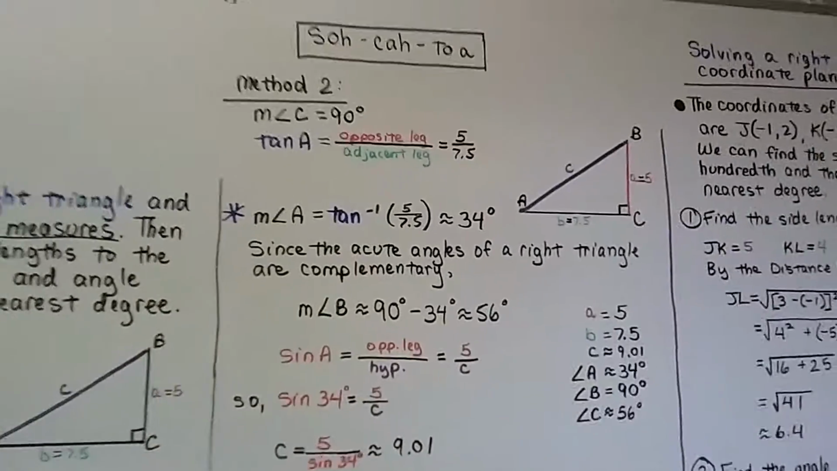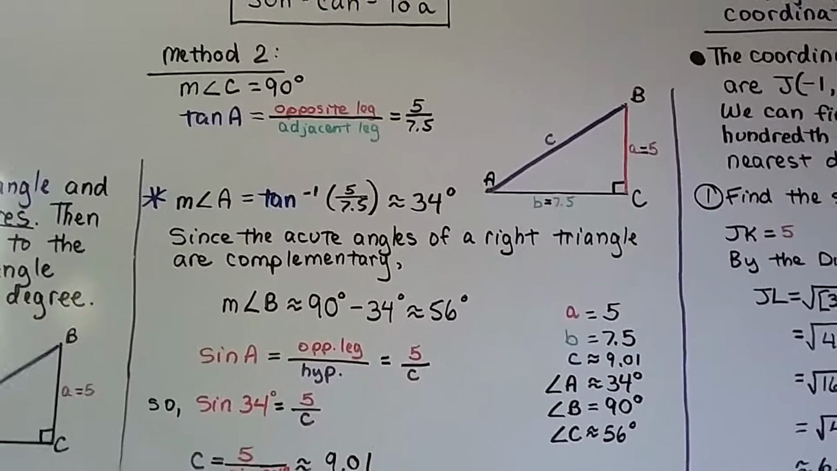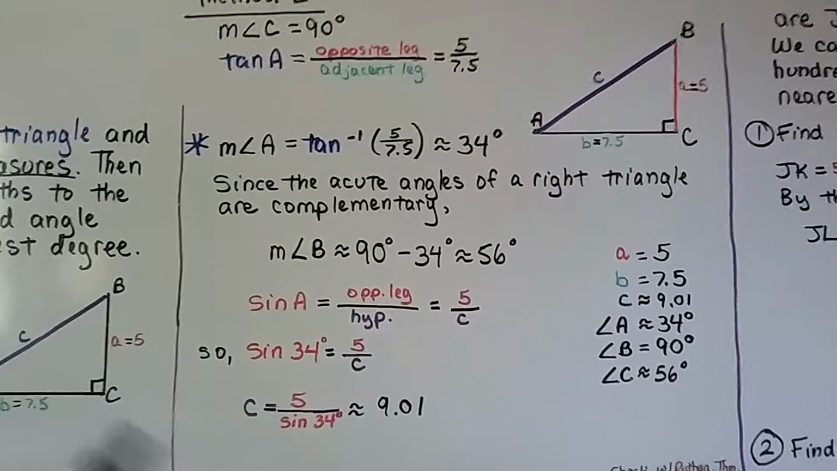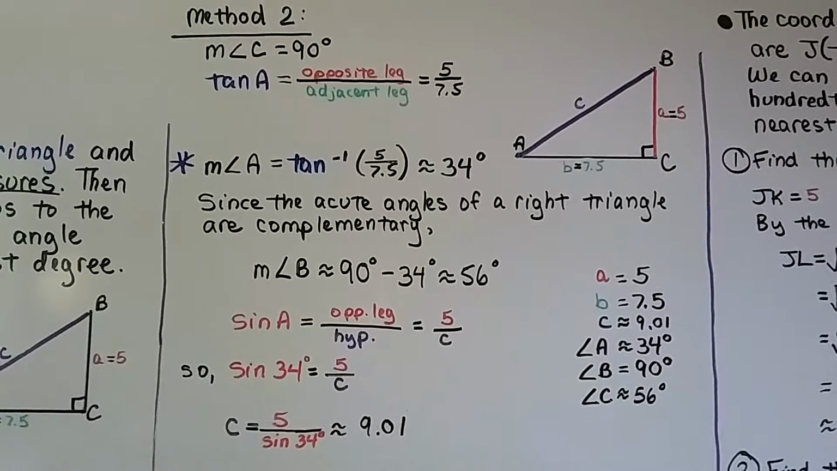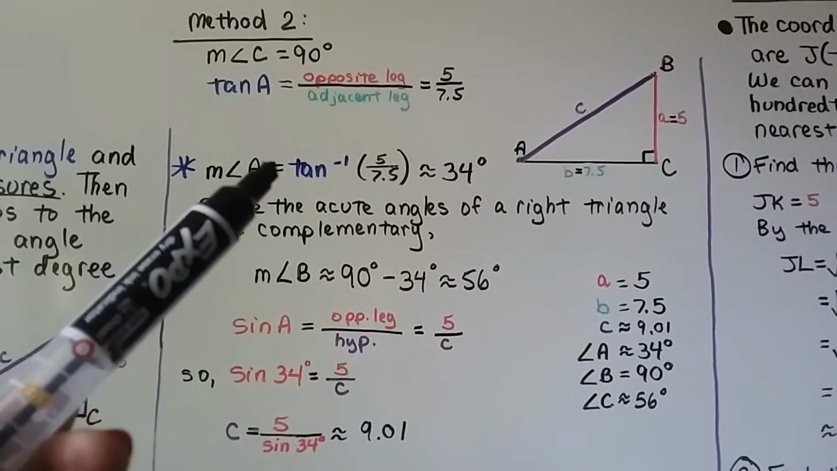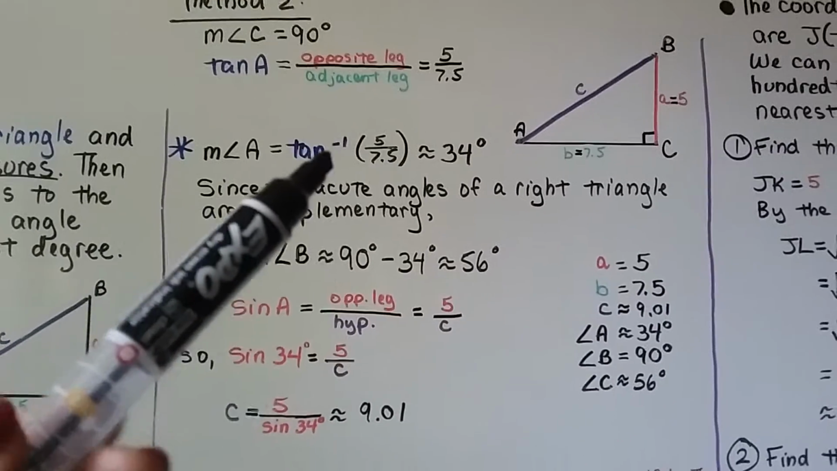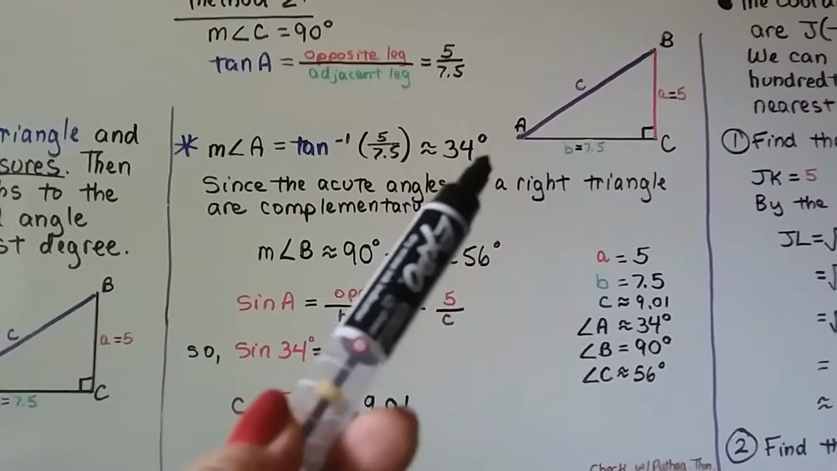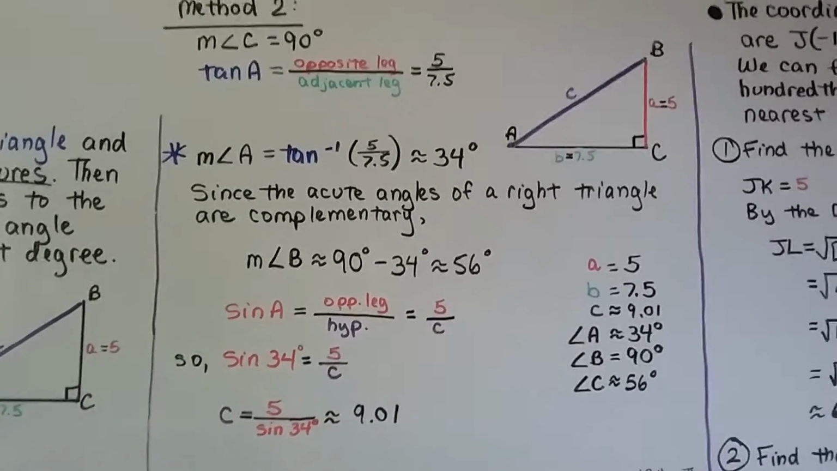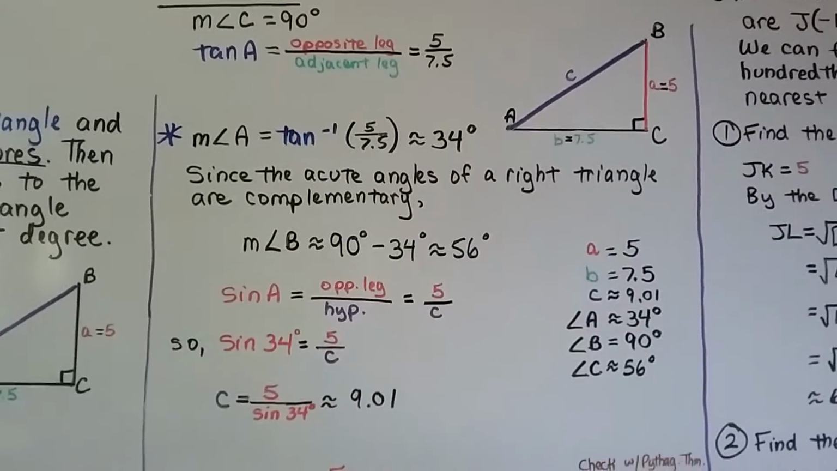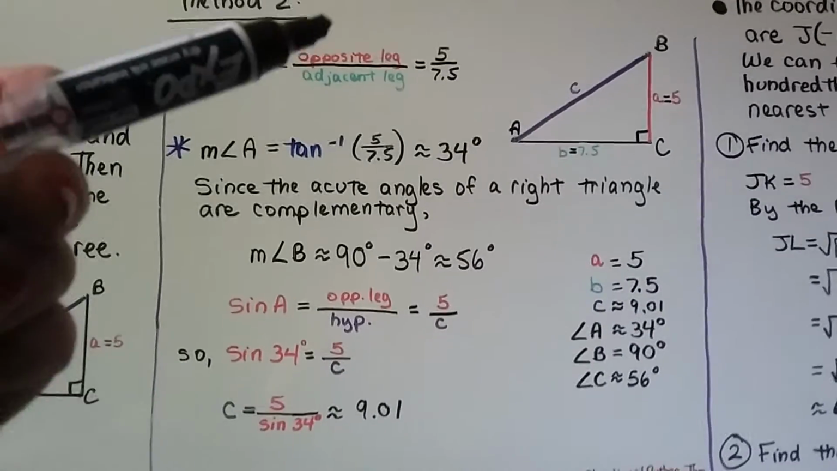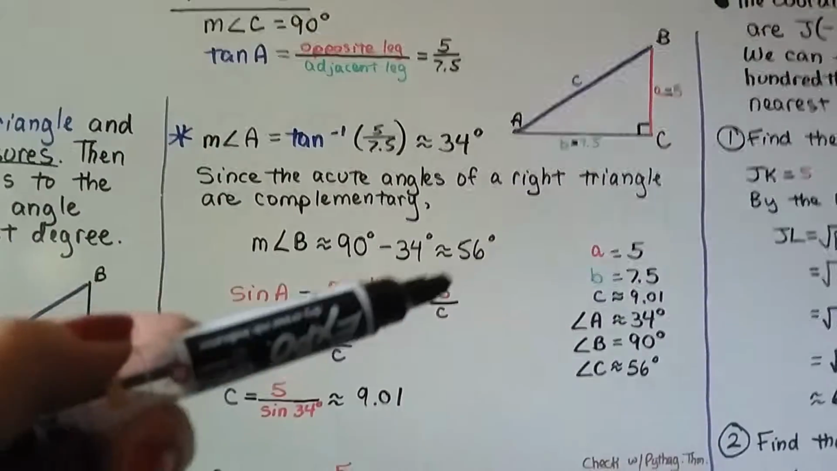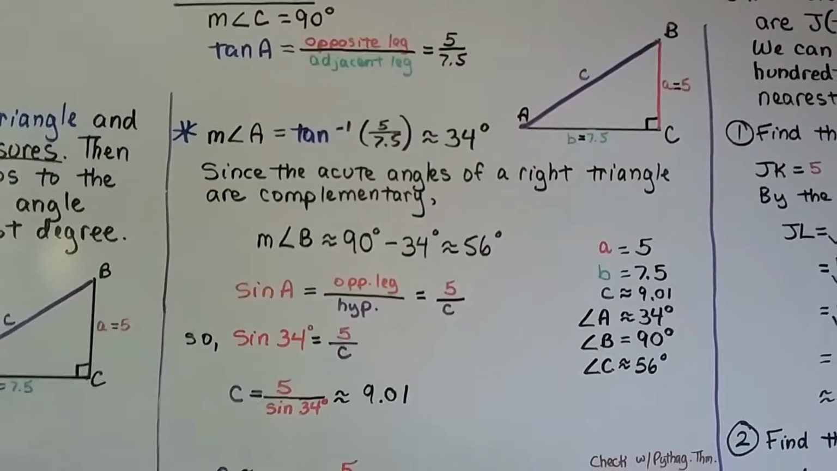So here's the second method. We know the measure of angle C is 90 degrees, and this is the same triangle as this one, okay? And the measure of angle A is going to be equal to the inverse tangent of the opposite over the adjacent. So that's going to be approximately 34 degrees. And since the acute angles of a right triangle are complementary, we've got 90 minus the 34, then the measure of angle B must be about 56 degrees.